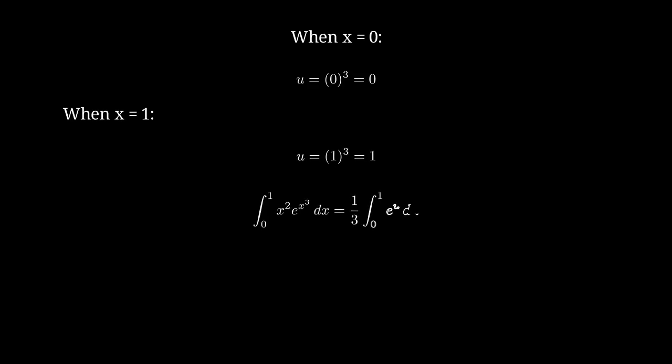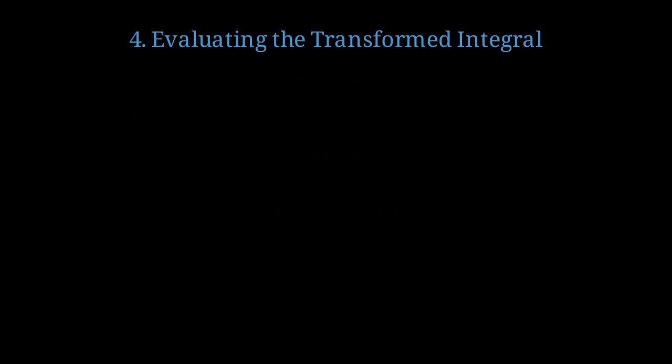So our integral becomes 1/3 times the integral from 0 to 1 of e to the u du. Now we can evaluate this much simpler integral. We need to evaluate 1/3 times the integral from 0 to 1 of e to the u du. We know that the antiderivative of e to the u is simply e to the u. So we get 1/3 times e to the u, evaluated from 0 to 1.